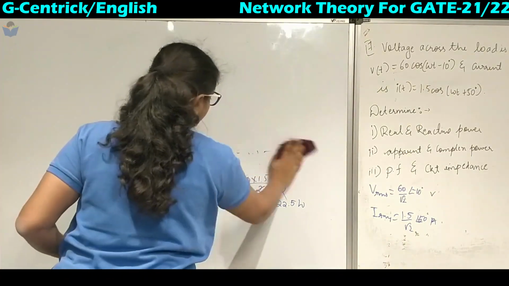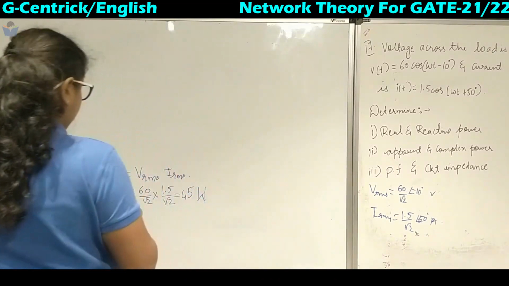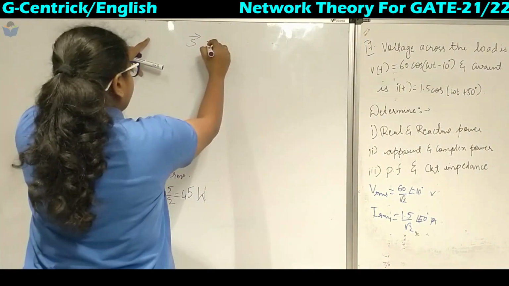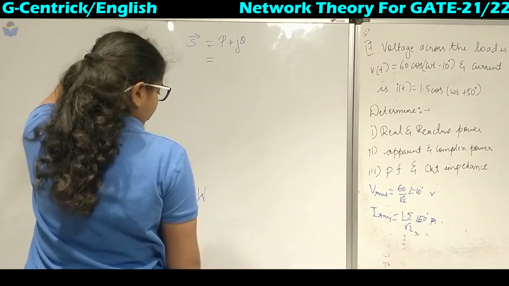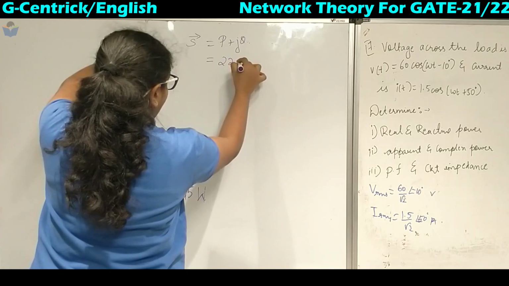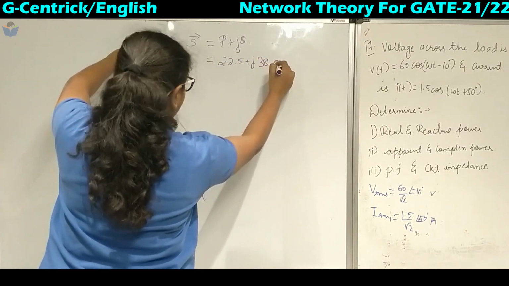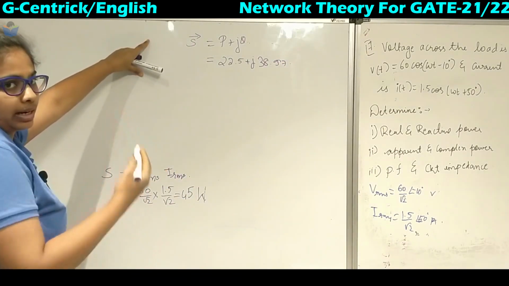Okay, so what will we have to find? Complex power, which is denoted as S bar. So how will we find it? One way is P plus jQ. Substitute the value of P. How much did we get? It was 22.5 plus j times Q, 38.97. Take the magnitude and angle of that, and you will get the complex power.